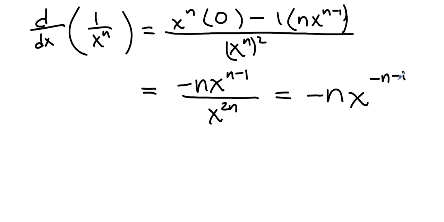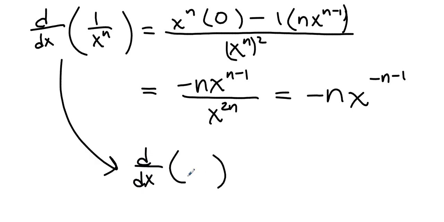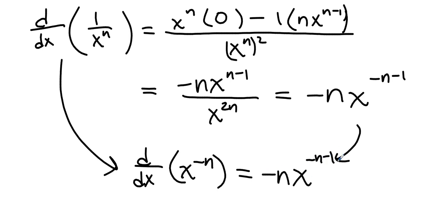Well, wait a minute. This is x to the negative n. This is negative n x to the negative n minus 1. So what happened? We took this power, pulled it down in front, and then decreased the power by 1.